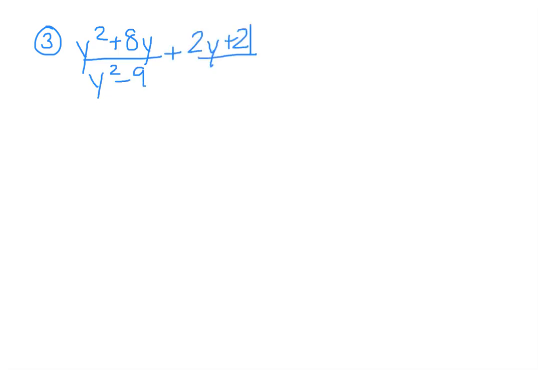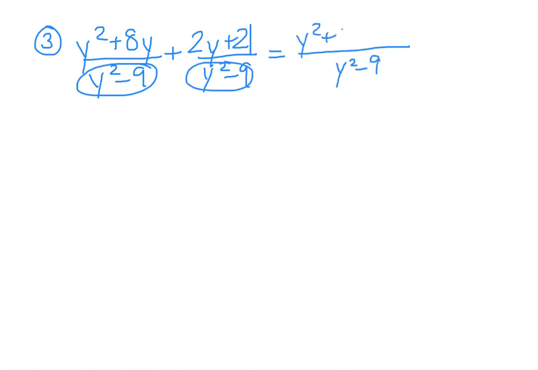Okay, let's look at number 3. y squared plus 8y over y squared minus 9 plus 2y plus 21 over y squared minus 9. Okay, same denominator. So we're going to write it over y squared minus 9. We've got y squared plus 8y plus 2y plus 21. That simplifies to y squared plus 10y plus 21 over y squared minus 9.